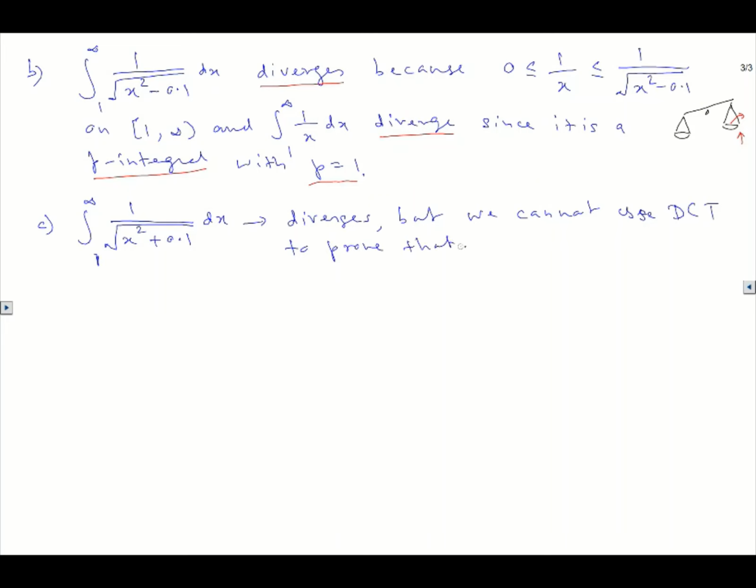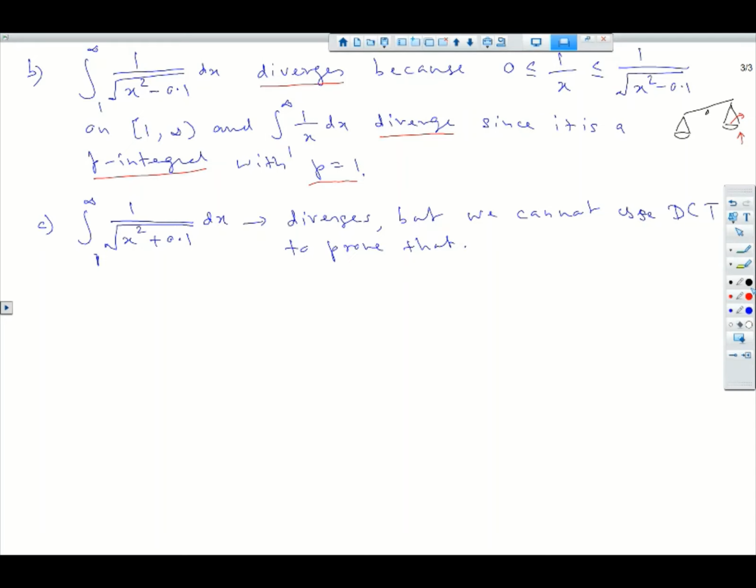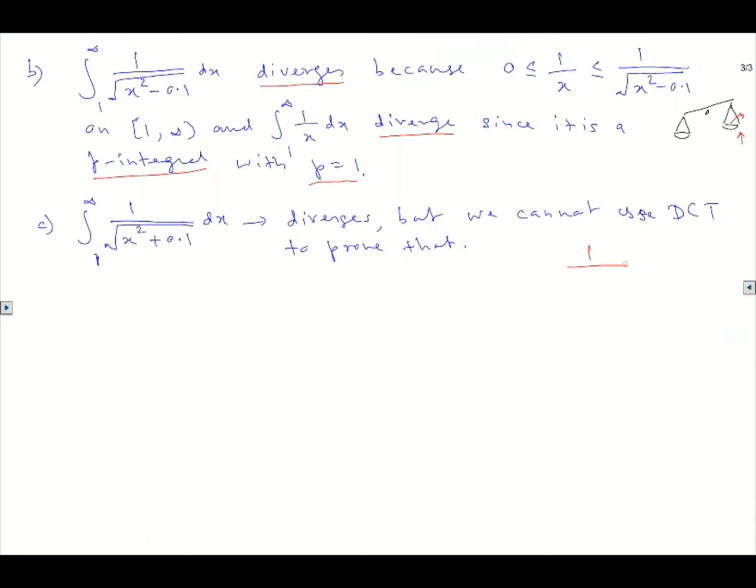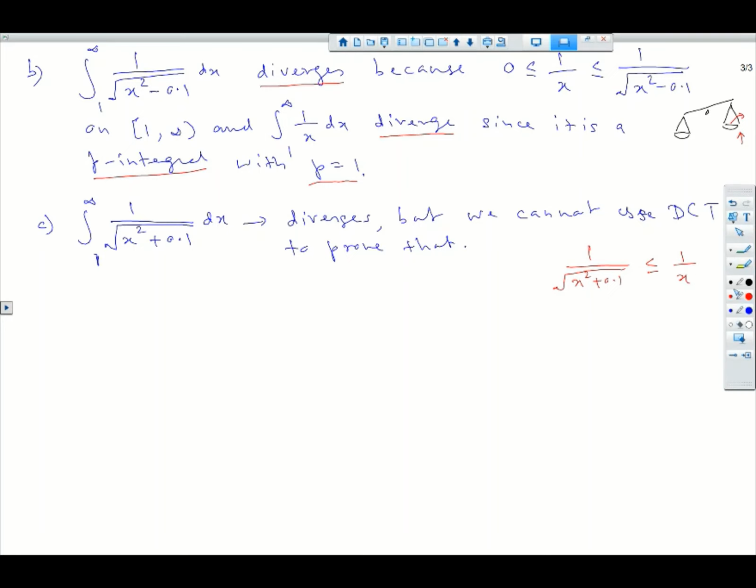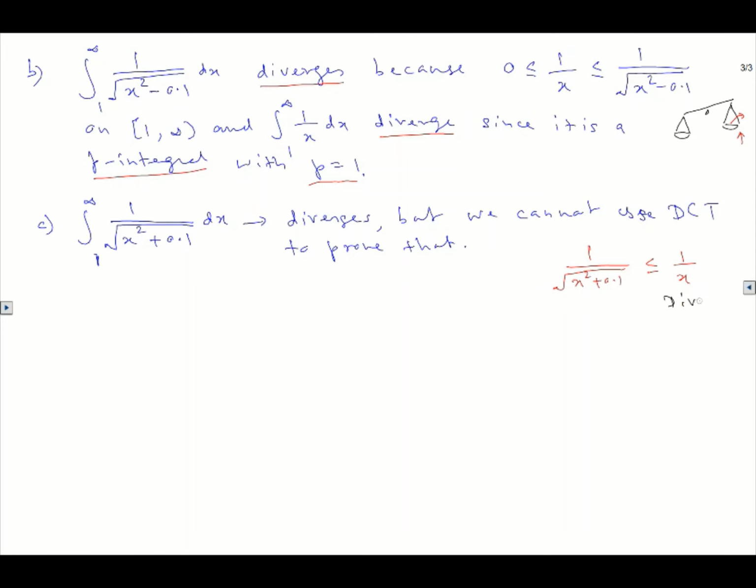So this is a problem where we get stuck. If you try to use the same thing, you can see 0.1, but you add it now. When you add, that side goes up. That means the integral gets smaller compared to 1 over x, but 1 over x diverges. So the smaller one is this, and when you add something, this is smaller compared to 1 over x. But as before, we know that 1 over x diverges. So the larger one diverges.